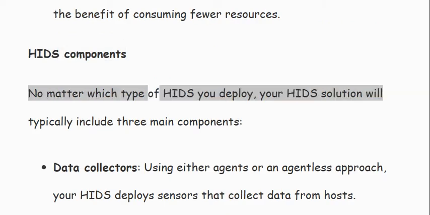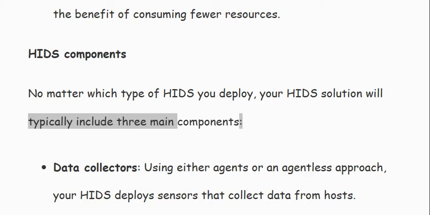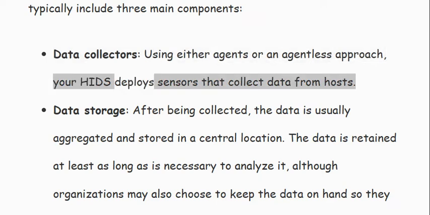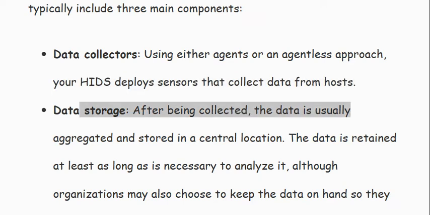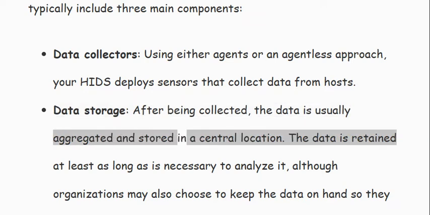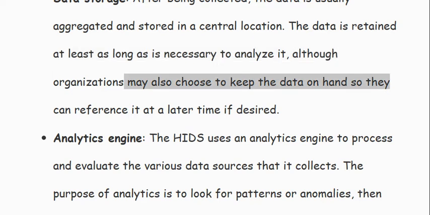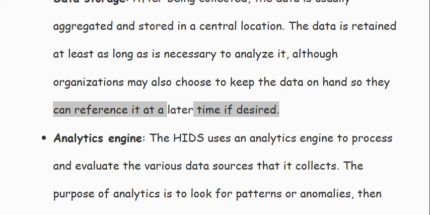HIDS components. No matter which type of HIDS you deploy, your HIDS solution will typically include three main components. Data collectors. Using either agents or an agentless approach, your HIDS deploys sensors that collect data from hosts. Data storage. After being collected, the data is usually aggregated and stored in a central location. The data is retained at least as long as is necessary to analyze it, although organizations may also choose to keep the data on hand so they can reference it at a later time if desired.